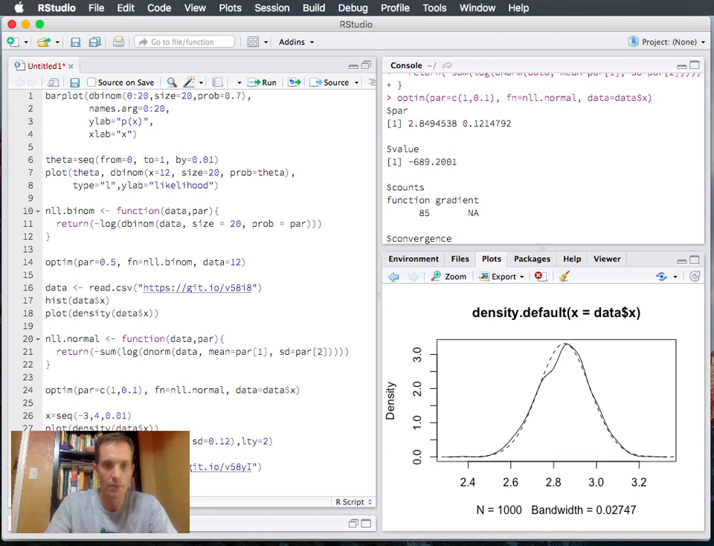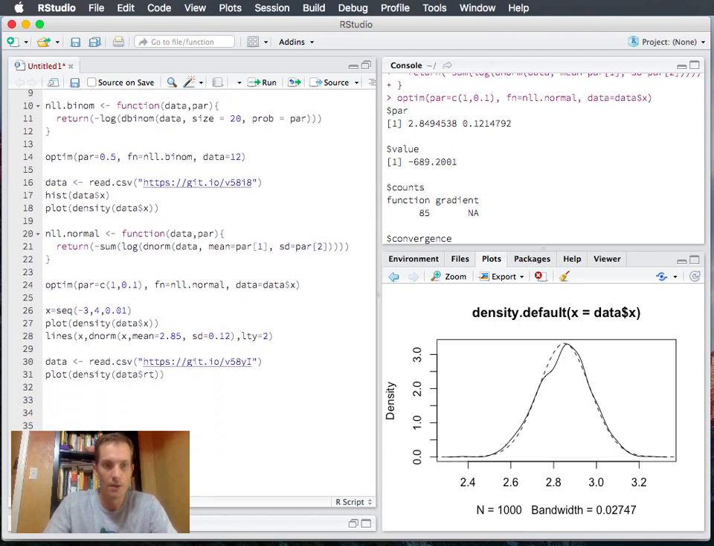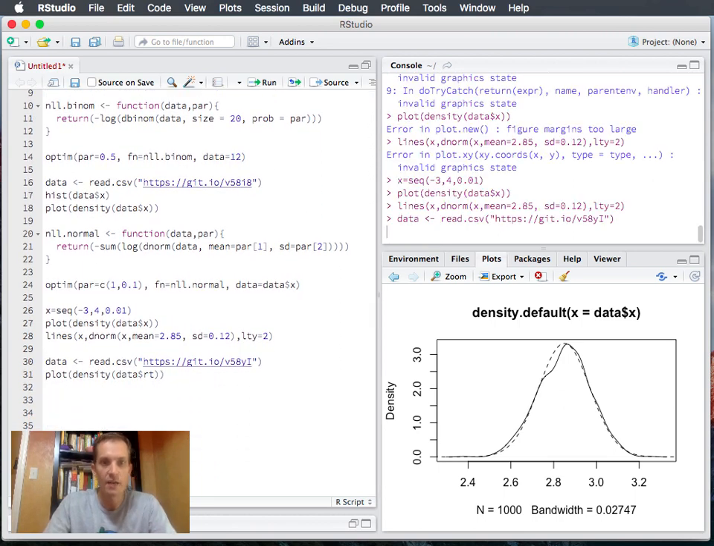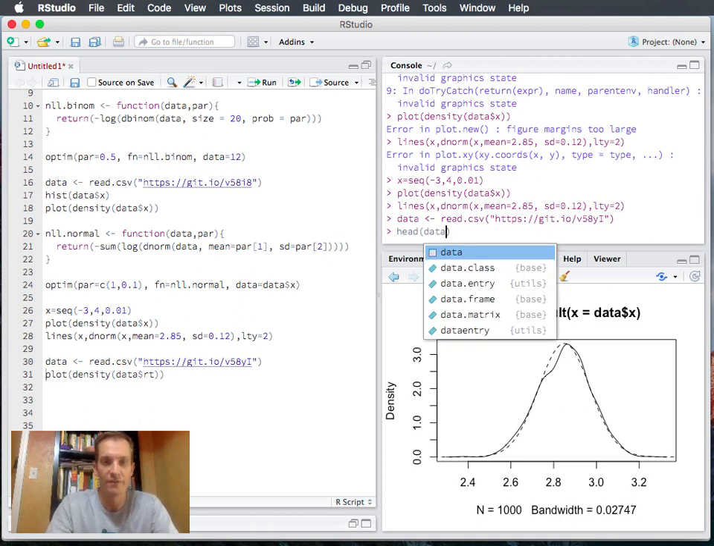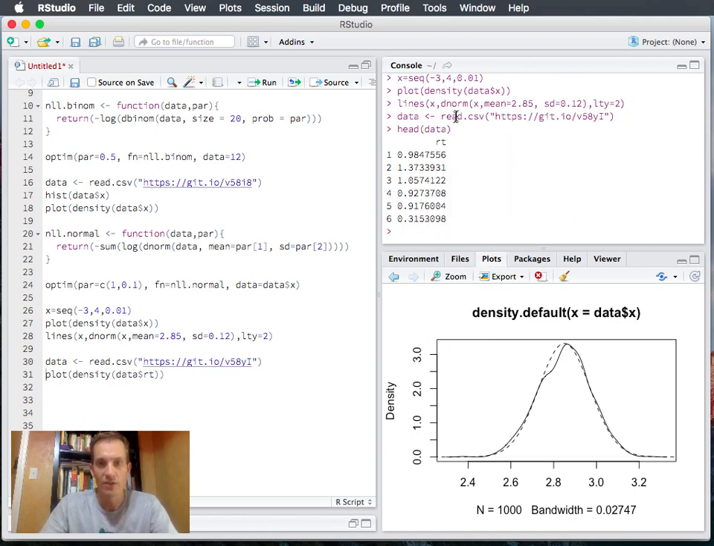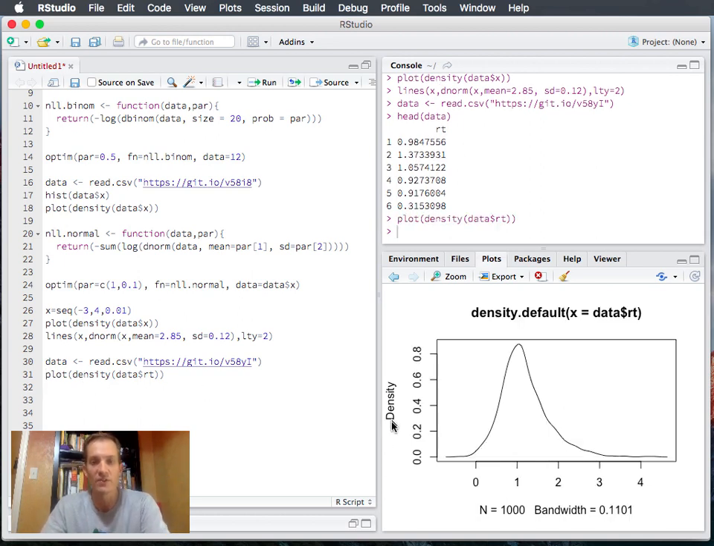Scroll up on this just a little bit for you. All right, so let's read some data in real quick. So again, this is 1,000 different data points. All right, let's take a look at what the data looks like. We'll just do the head of data. And you'll see that it has a column that's called RT, and these RTs are in seconds. So 0.984 seconds, 1.373 seconds, etc. There's 1,000 of them there. Let's plot the density of those things, and you can see we have something that no longer looks normal.